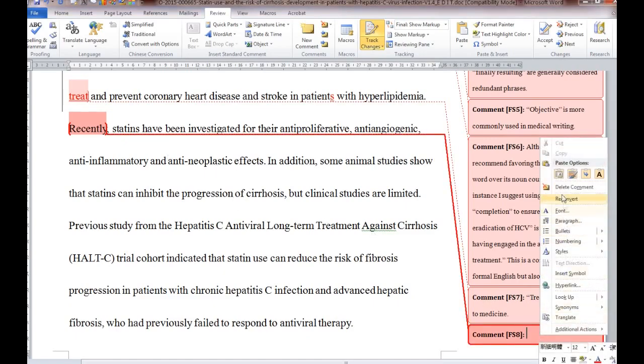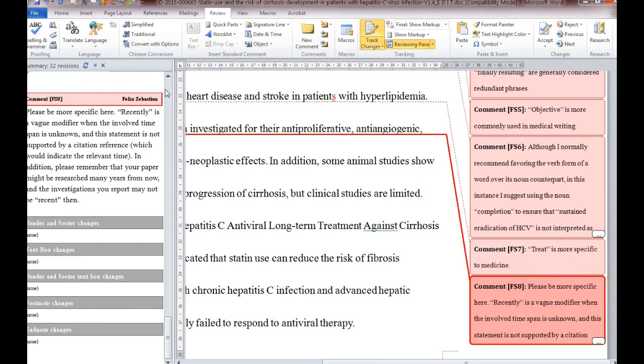All right. Next sentence. Recently, statins have been investigated. Okay. Recently, this is a problem. We don't know the time frame here. Okay. Recently can be quite general. I'll paste my comment, which will explain this concern, this multifaceted concern. As you can see here, we need the author to be more specific.